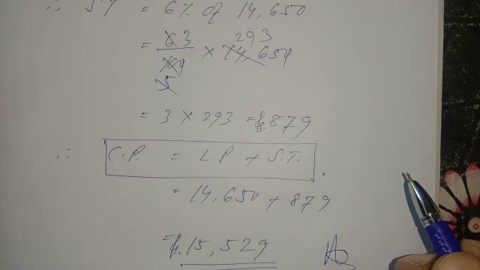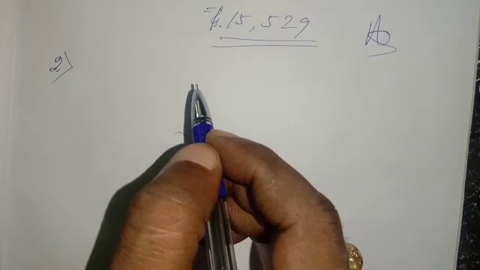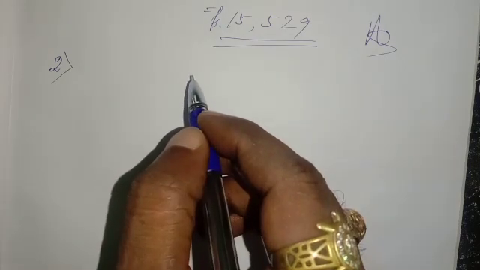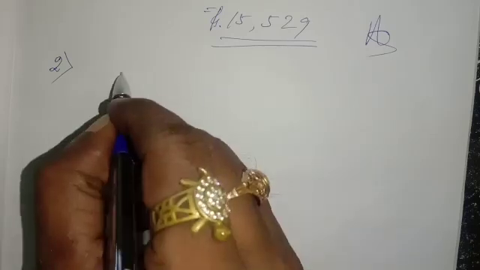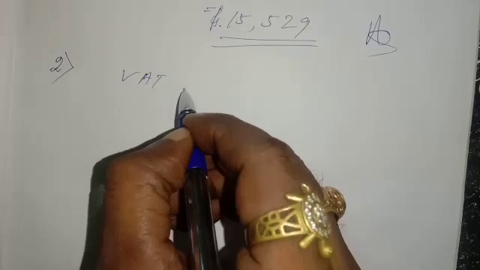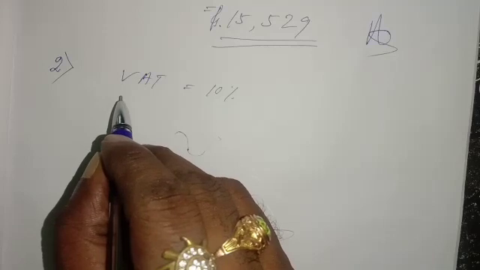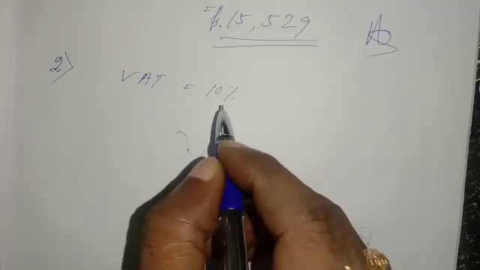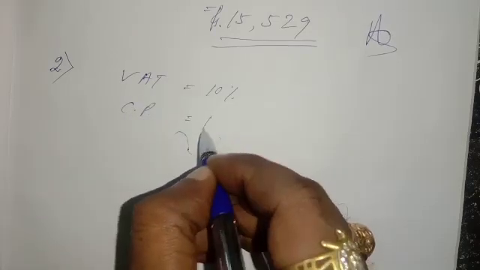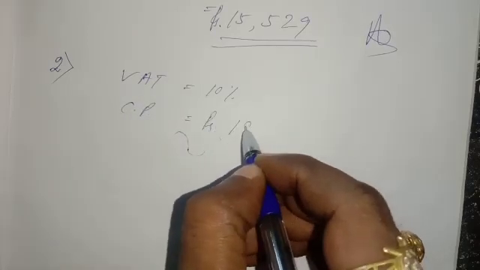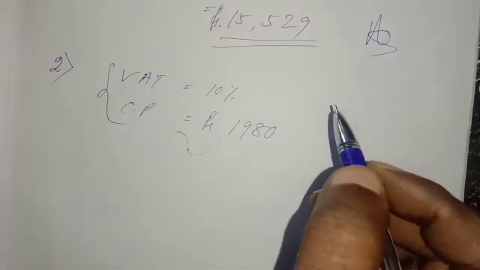Let us go to question number 2. Next question. Tanvi bought a watch for rupees 1980, including VAT at 10%. Means rate of VAT, value added tax, given 10%. This is similar to that of sale tax only. Rate of VAT given 10%, and the cost price including VAT is rupees 1980. It is given.